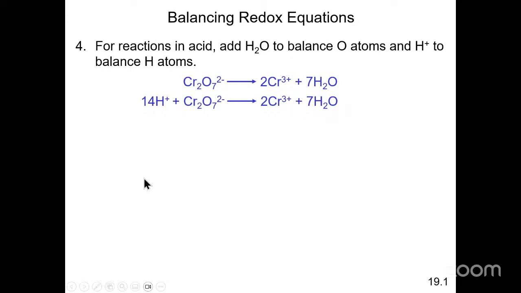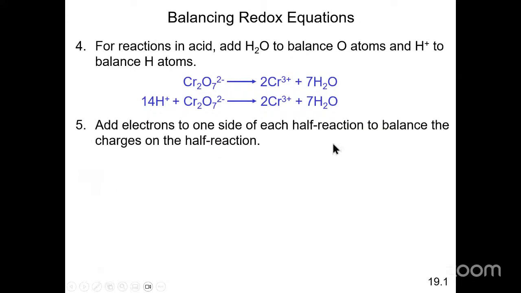So just to recap this particular step, we achieve the balance of the oxygens first, and we do that by adding water to the side with a deficiency in oxygen, and we add enough water molecules such that the number of oxygen atoms on both sides are the same. And then after that, we balance the hydrogens by adding hydrogen ions to the side that is deficient of hydrogen. And again, we add enough such that the number of hydrogen atoms or ions on both sides are the same. Okay, so that's step number 4.